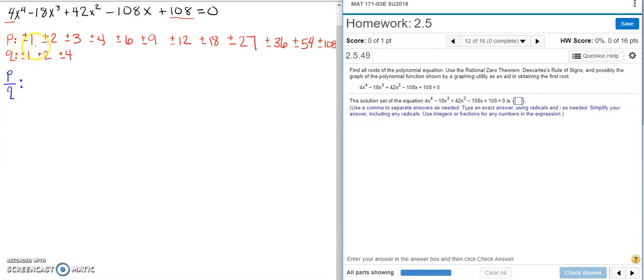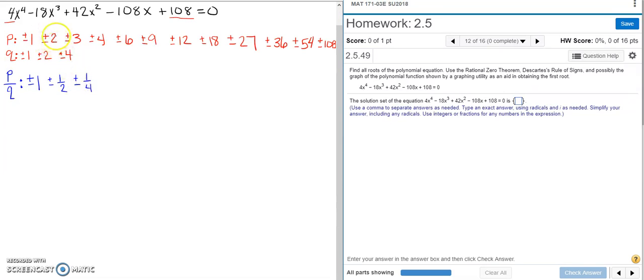So like let's look at P equals 1 right here. I have to do 1 divided by 1, 1 divided by 2, and 1 divided by 4. I have to take every P and divide by every Q. So 1 divided by 1 is 1. 1 divided by 2 is 1/2. 1 divided by 4 is 1/4.